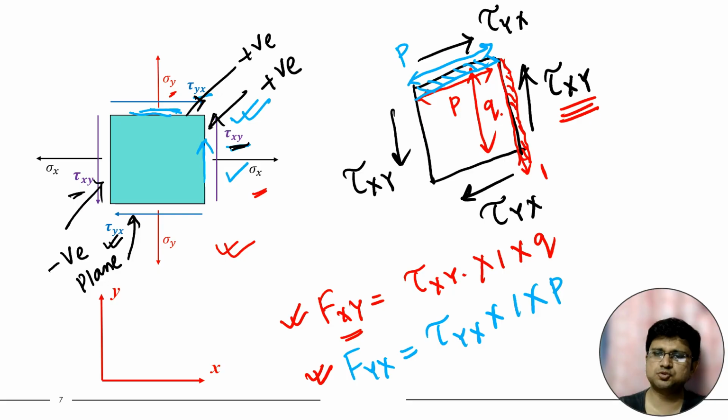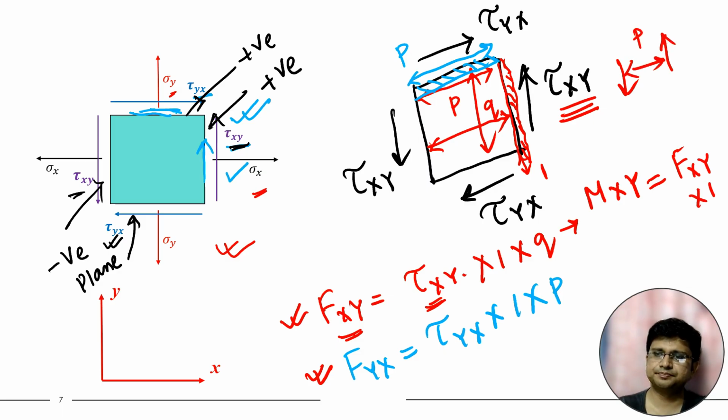Now what will be mxy? Mxy means moment due to fxy. Fxy means force due to tau xy. So how much will be the moment? It will obviously be fxy into the lever arm. This distance between these two points of tau xy is the lever arm. So this is p. So fxy into p. So mxy is actually tau xy into 1 into q into p.